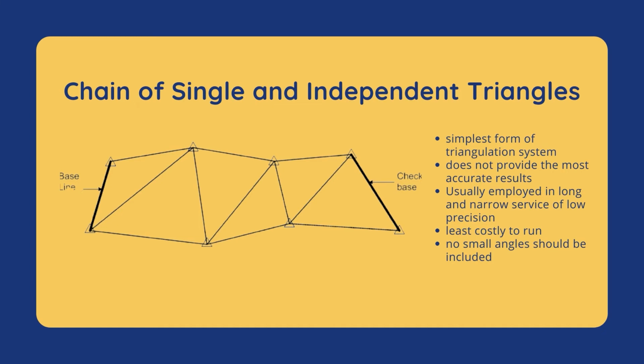Chain of single triangles is usually employed in long and narrow surveys of low precision, such as for a valley or a narrow body of water. Although it is the least costly to run, this system should be used only when it is impossible to arrange a strong system as in the other methods. It is important in the system that no small angles should be included.